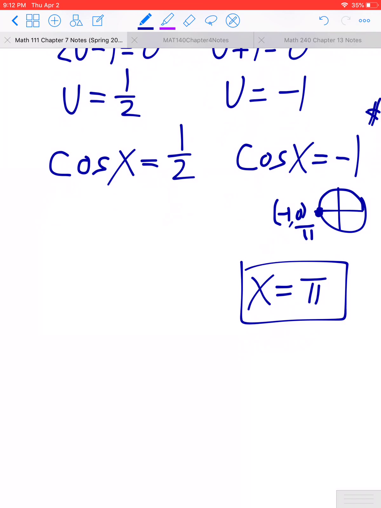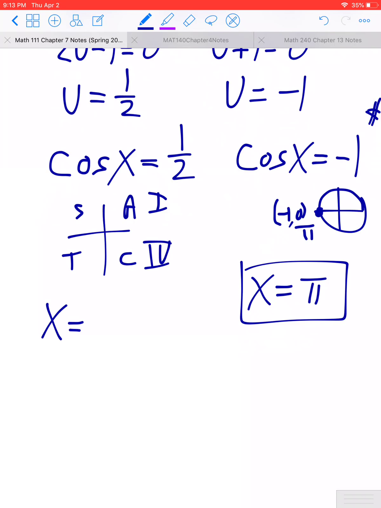Let's come over here to the second part. Cosine of x equals 1/2. Again, if it's helpful, think about all students take calculus. Where between 0 and 2 pi is the cosine positive? Well, that's going to be quadrant 1 and quadrant 4.